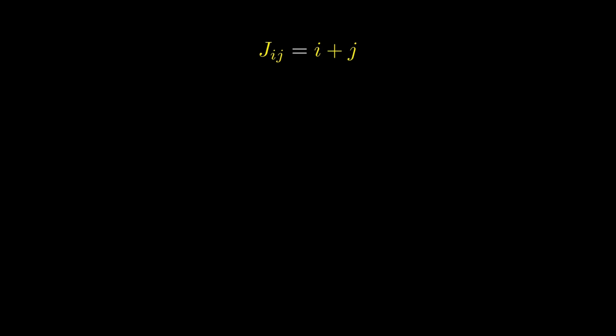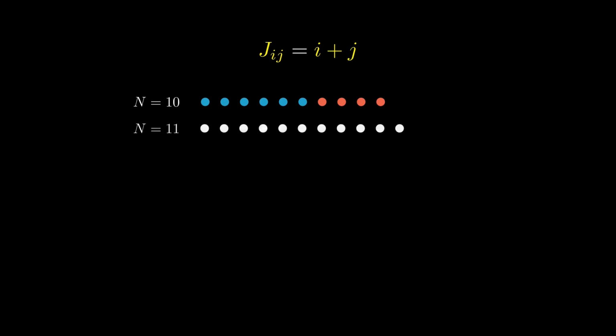He set the number of spins to 10 and had the machine search through all 1024 possible configurations to find the one with the lowest energy. The result was surprisingly simple. A clean split. Two blocks of spins, all aligned together. Curious, he tried it again for 11 spins.